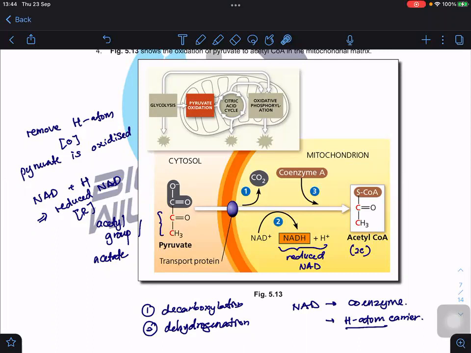Okay. So what are the products formed here? Understand, per glucose molecule, we are going to have 2 molecules of pyruvate, correct or not? So therefore, 2 molecules of CO2 are released, 2 molecules of reduced NAD will be formed, and we need 2 molecules of coenzyme A to form 2 molecules of acetyl coenzyme A.